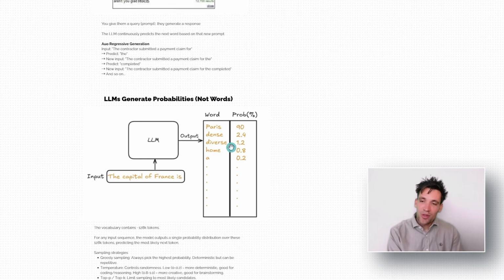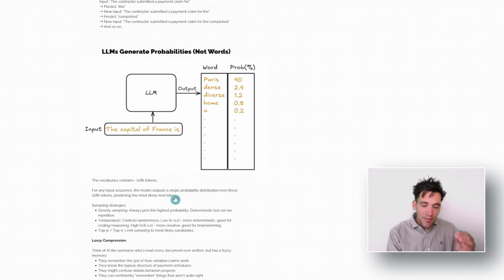Now, the reason that is interesting to understand is that is where the creativity and the randomness of the model comes from. If it didn't have these probability distributions, for the same input tokens you would always get the same output tokens. So for any input sequence, the model outputs a single probability distribution over 128,000 tokens. Our vocabulary is made up of 128,000 tokens.